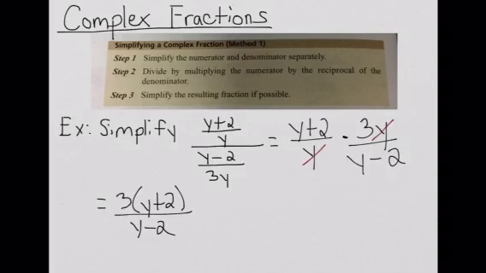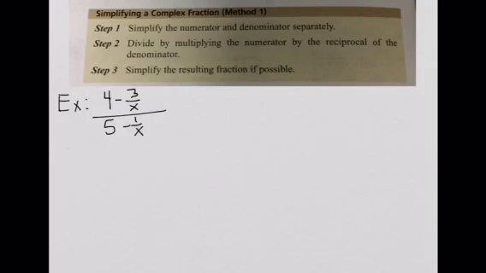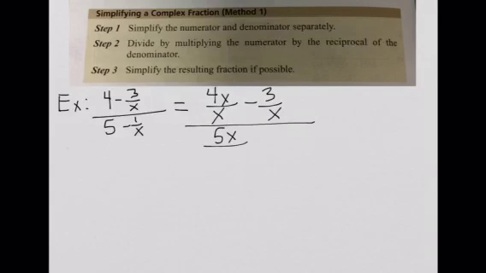Let's try one more problem using method one. Alright, so here we have 4 minus 3 over x, over 5 minus 1 over x. So again, step one says simplify your numerator and simplify your denominator. So just the top part here, again, combining fractions. For the top, my common denominator is x, so that becomes 4x over x. 3 is already over x, so that just stays 3 over x. So far that's the top. And then the bottom, same thing, x is my common denominator, so 5x over x minus 1 over x.